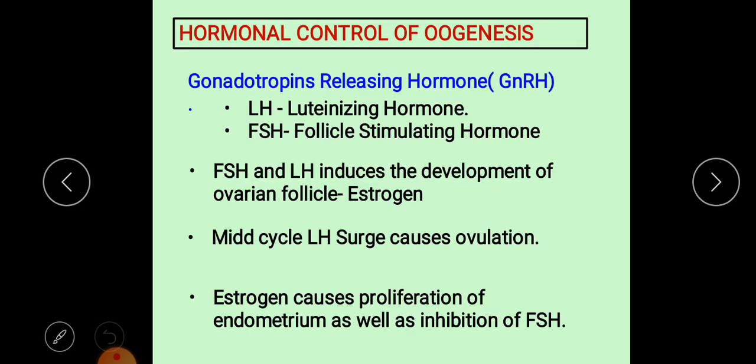So the next concept is the hormonal control of oogenesis. So how are the hormones functioning in the oogenesis process? Let us see that function. In the hormonal function of oogenesis, let us divide the menstrual cycle into two phases. One is before ovulation and the other is after ovulation. Before ovulation is known as the pre-ovulatory phase and after ovulation is known as the post-ovulatory phase.